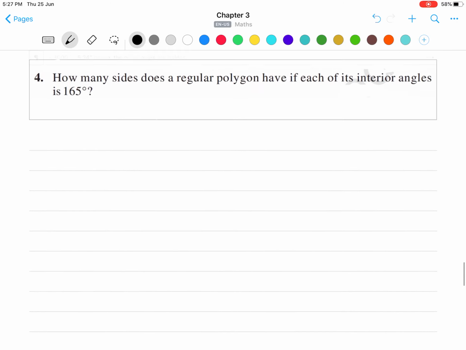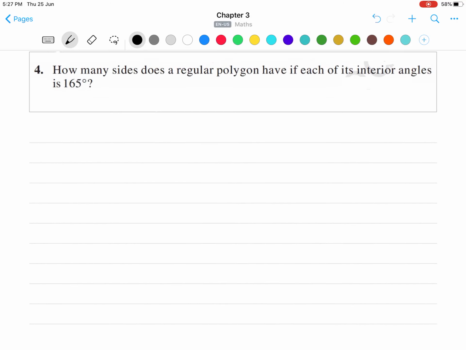Now moving to the next one, we have question number 4. It says, how many sides does a regular polygon have if each of its interior angles is 165 degrees? Okay, what we are asked to find is how many sides. So we have to find the number of sides. It is given that the polygon is a regular polygon, and we are also given the measure of the interior angle. Okay, but we have the formula to calculate the number of sides when the exterior angle is given. So since we are given the interior angle, using this we can find the measure of the exterior angle.